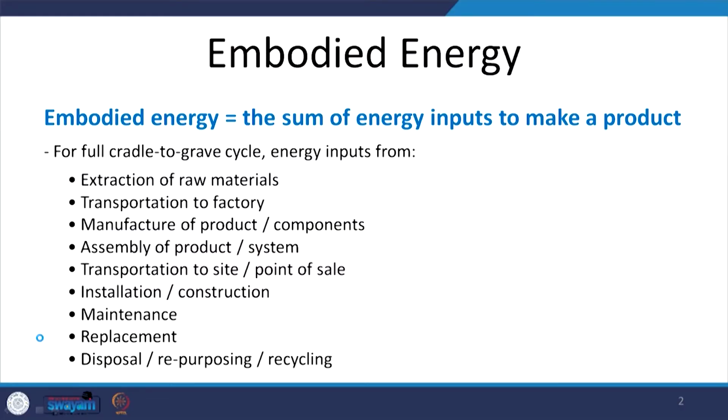So, one of the most important properties of construction materials is embodied energy. Now, what is embodied energy? Embodied energy is the amount of energy inputs which are required to make a product. Now, the concept of embodied energy and what all energies are taken into account while calculating the embodied energy of a material vary from definition to definition, from scope to scope.